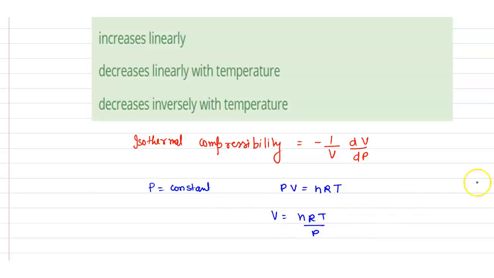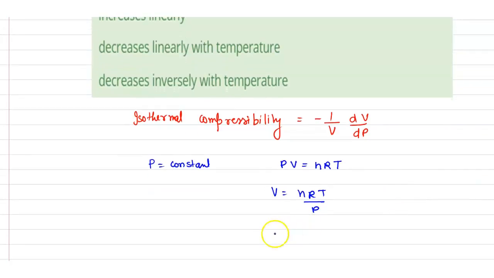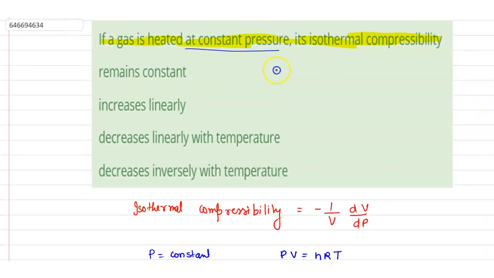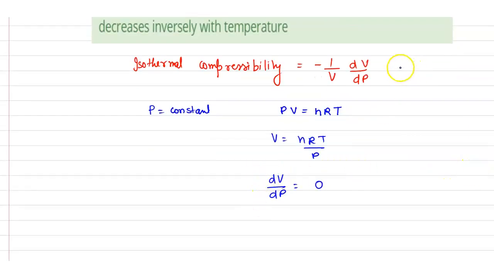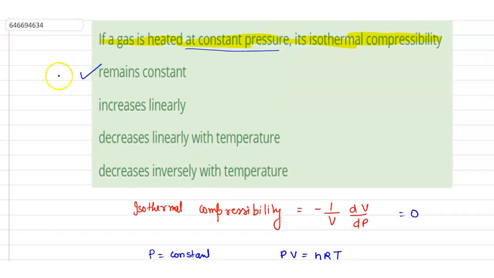So if you differentiate with respect to P, it will be equals to 0. So if you see here the isothermal compressibility, if you see this dV by dP is 0, so it will become 0. So it will be constant, will remain constant, and A is the correct.